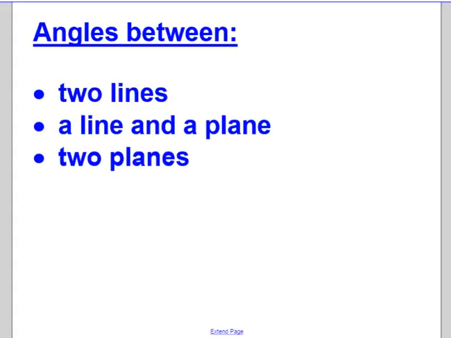Welcome to our fourth video. We are looking at angles between two lines, angles between a line and a plane, and angles between two planes.